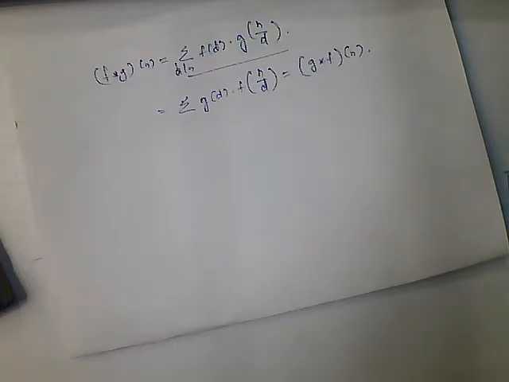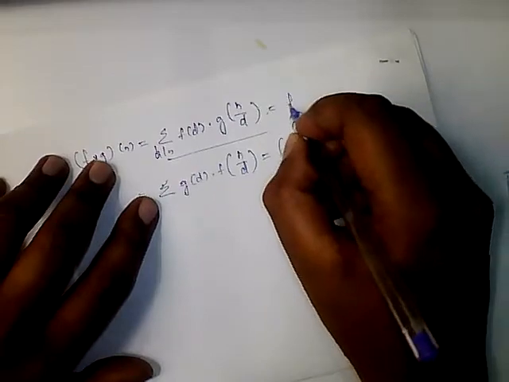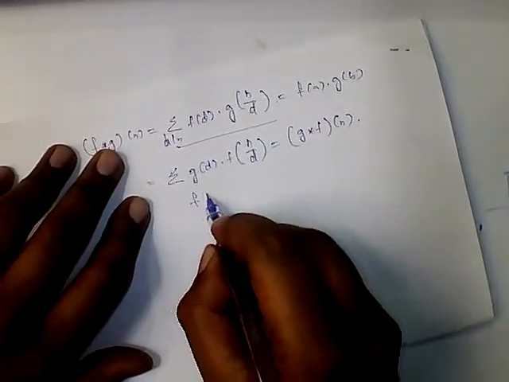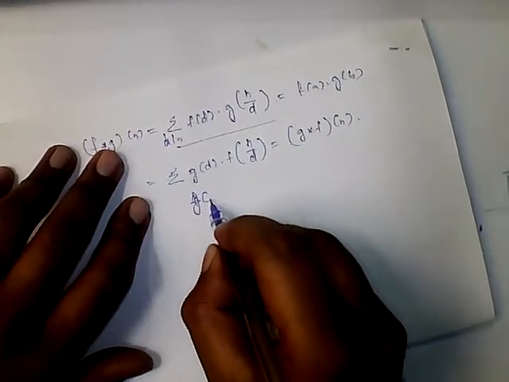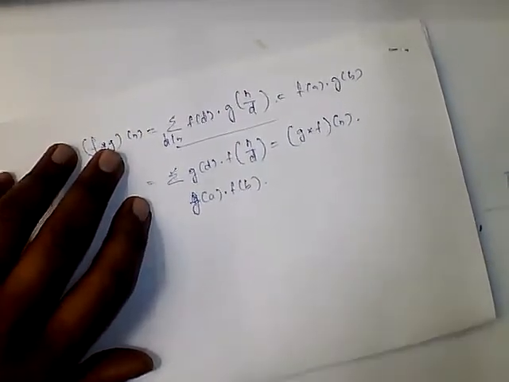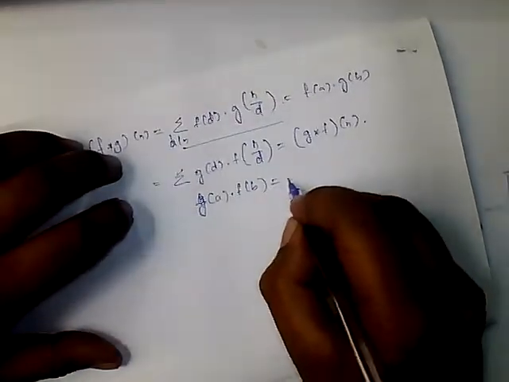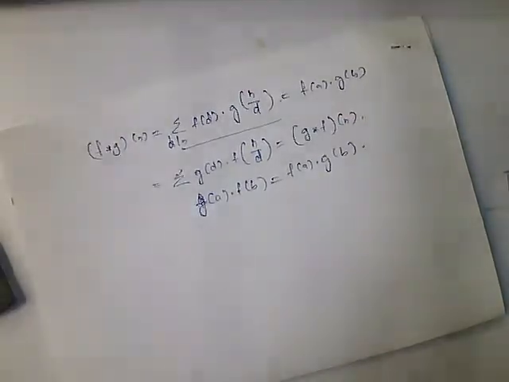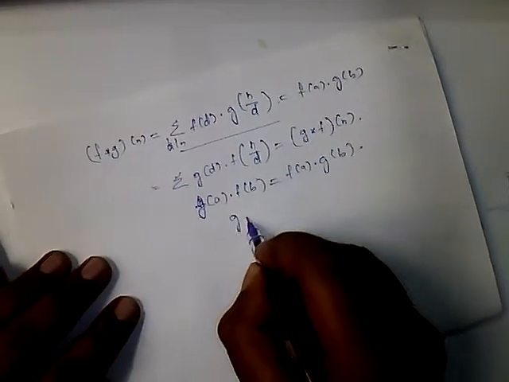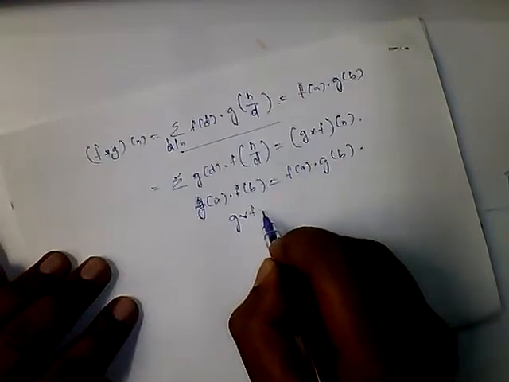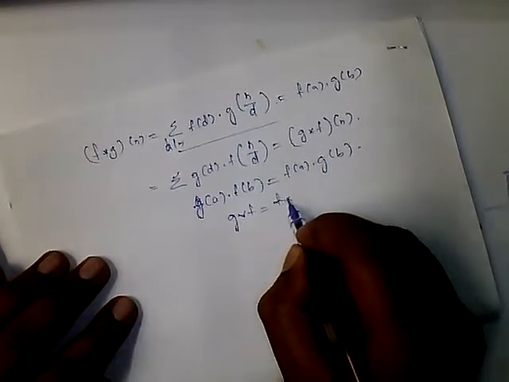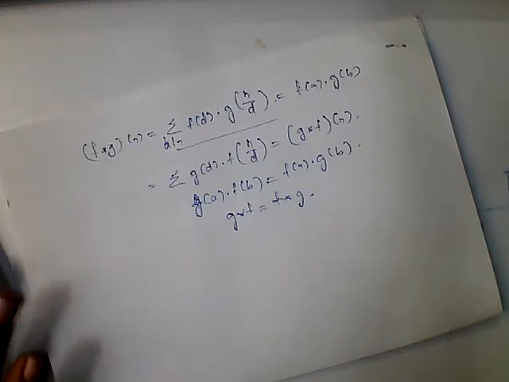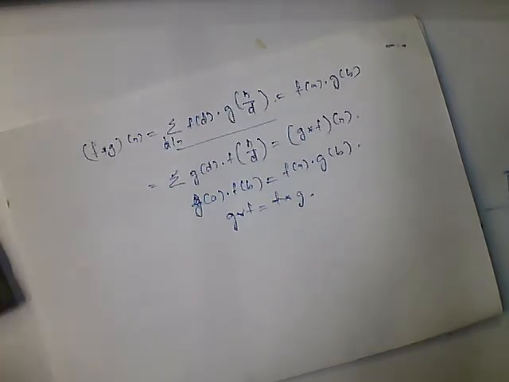Actually, this can also be written as f of a into g of b, and this can also be written as f of this, function g of a and f of b. So from this it implies that these both are the same. So from this we can write g star f equal to f star g.